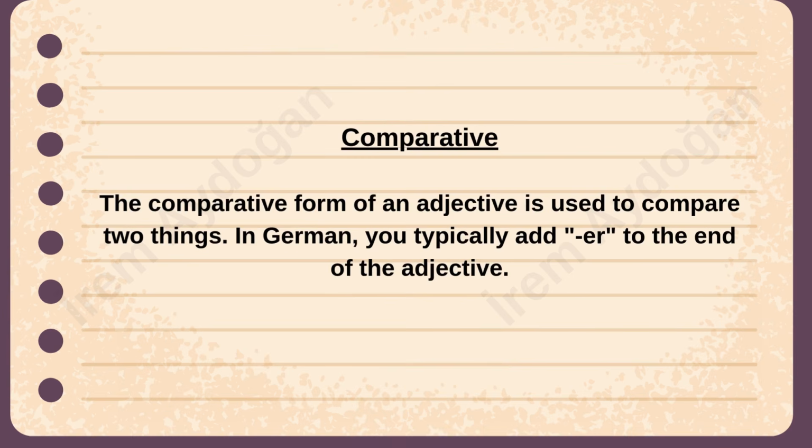And after the adjectives, we have comparative and superlative in this lesson. The comparative form of an adjective is used to compare two things. In German, you typically add er to the end of the adjective.